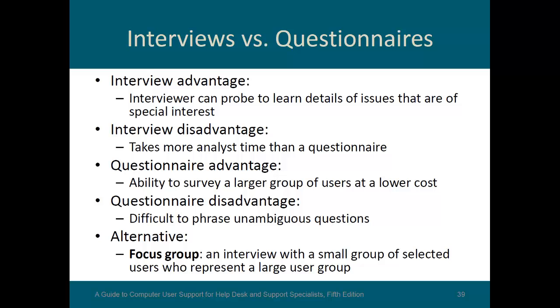The questionnaire advantage is the ability to survey a larger group at a much lower cost. It's much quicker to do it this way. But unfortunately, it's difficult to phrase unambiguous questions, so it's much better in an interview type of situation. An alternative would be a focus group, an interview with a small group instead of one-on-one.